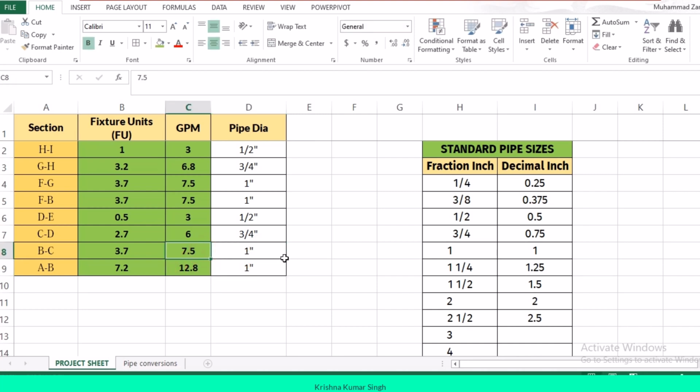Why? Because actually 7.5 GPM requires 0.8 inch of pipe, but 0.8 is not available in the market. So that's why I took the larger size, 1 inch, because 0.75 is available and 1 inch is available, so that's why I took the higher value. So this is how you can get the diameter of your water distribution and water service pipe.